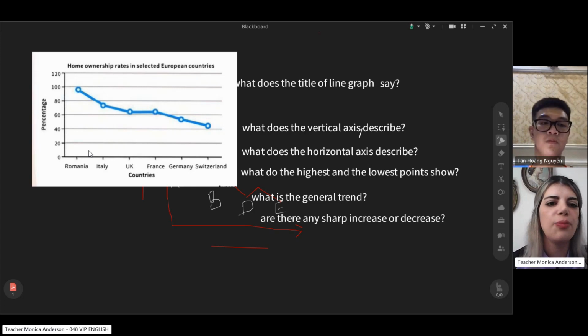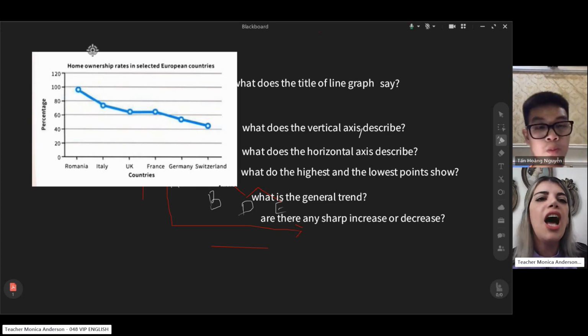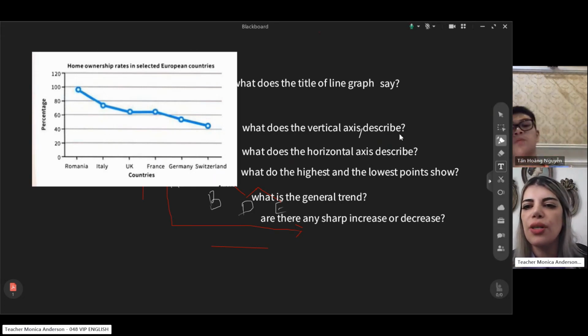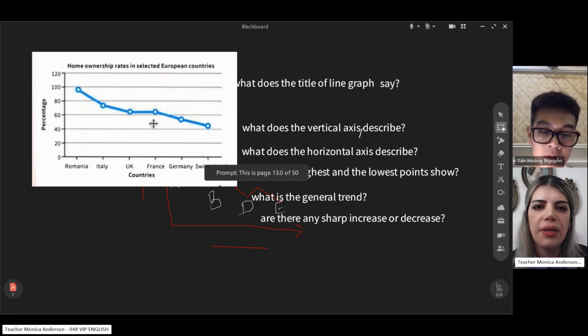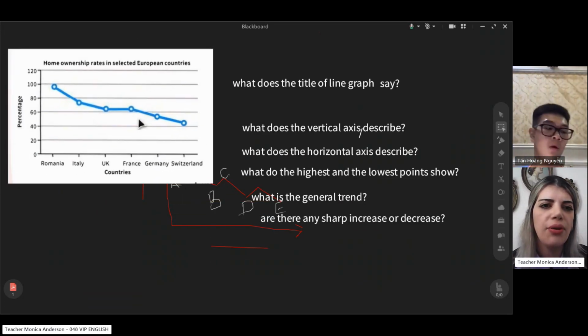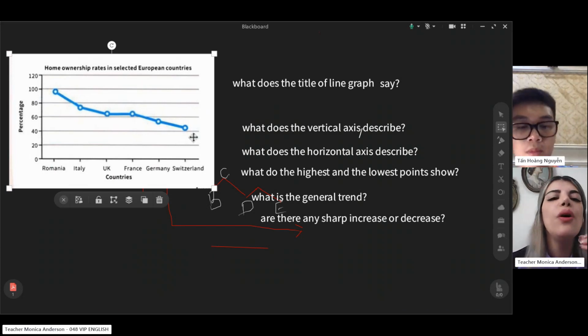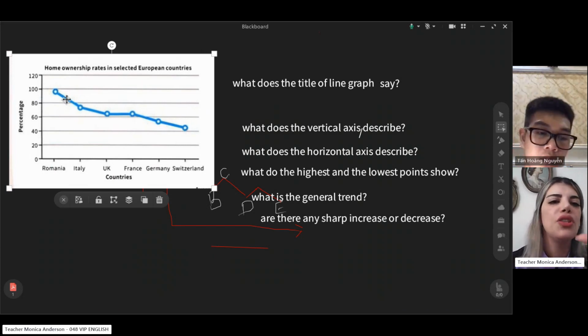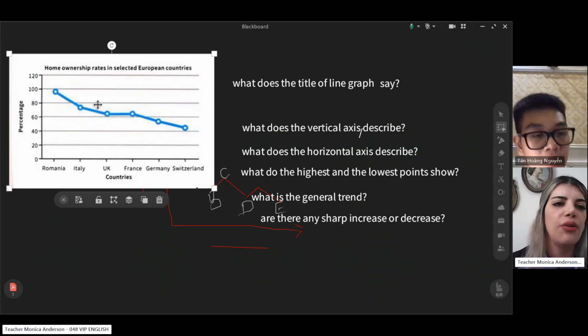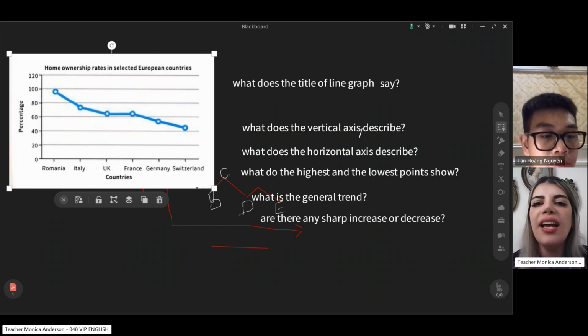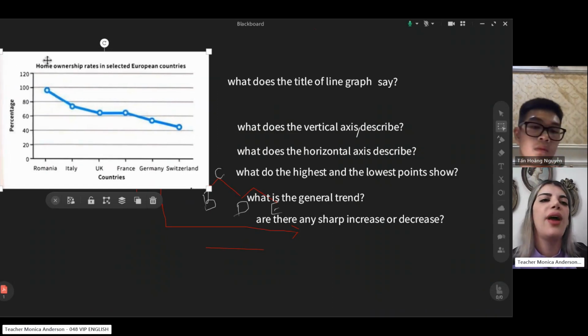Well, let's get started. First of all, I want you to answer these questions according to this line graph. Let me put this in a better place. Now it's better. What is the title of the line graph? What does it say?